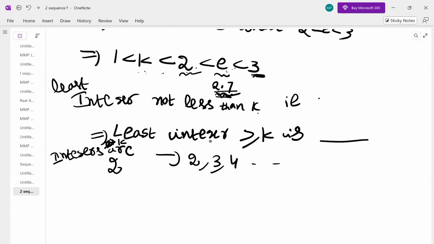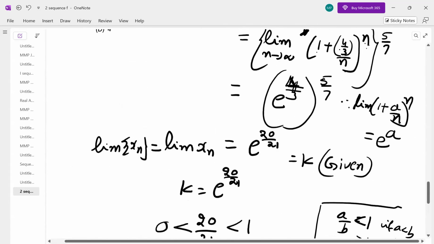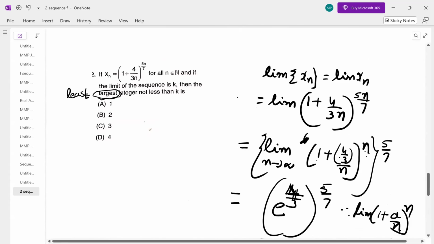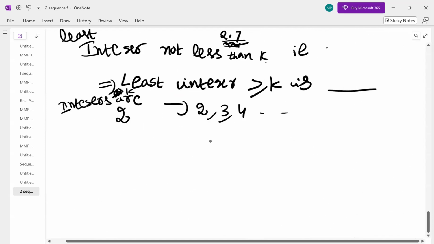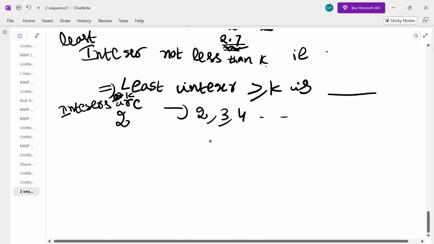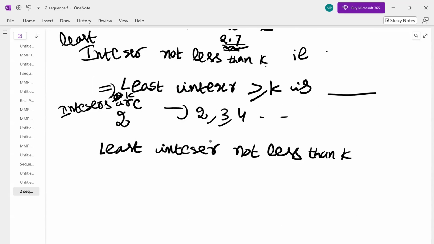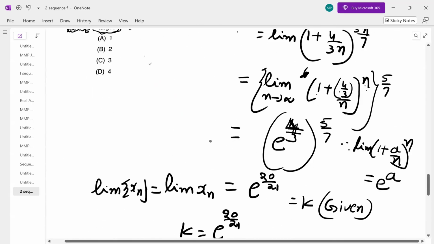If the question asked for the largest, there would be a mistake in the question, because then infinity would be the answer. There is no integer greater than that. So it should be the least integer. Integers greater than k are 2, 3, 4, and so on. The least among them is 2. Not less than k means greater than or equal to k. So the answer is 2. This is the answer.